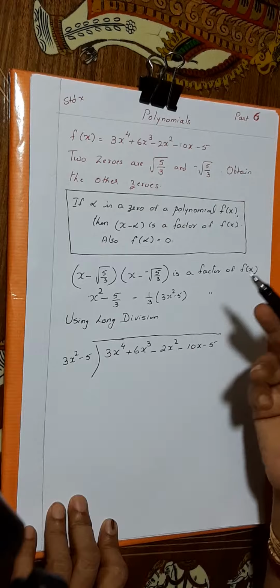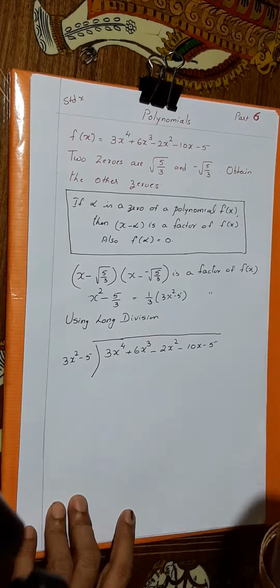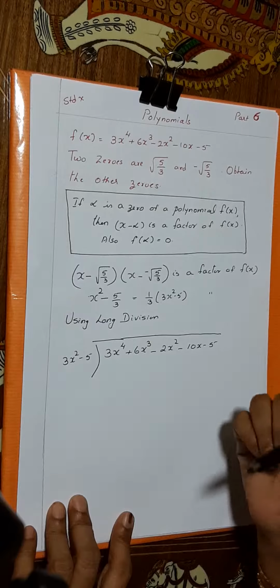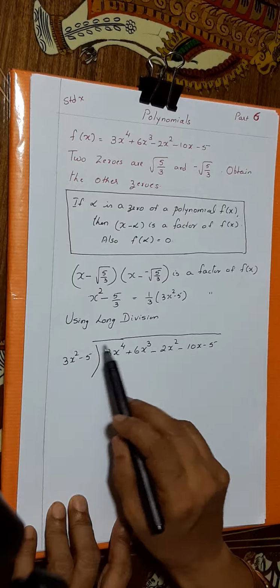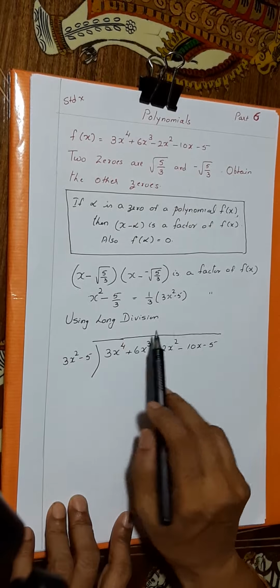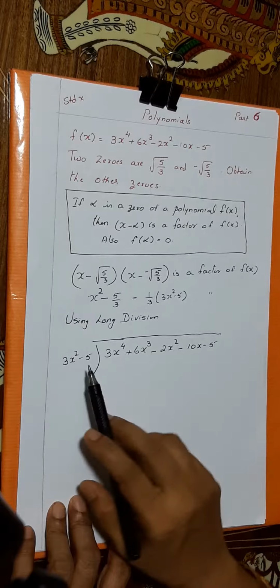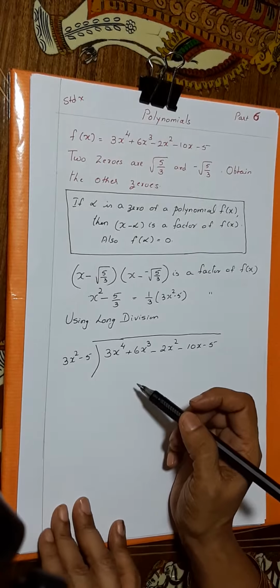So this is a method that you have to use when two zeros are given. Now you have to find the other two zeros. So now you will do the long division method. This also you have learned in standard 8 and 9. So we will do this.